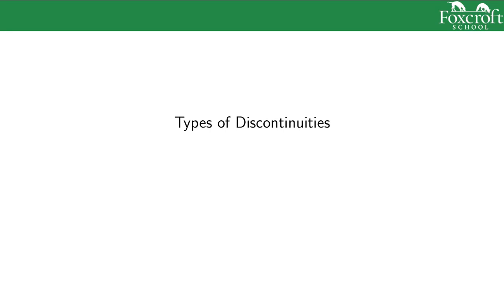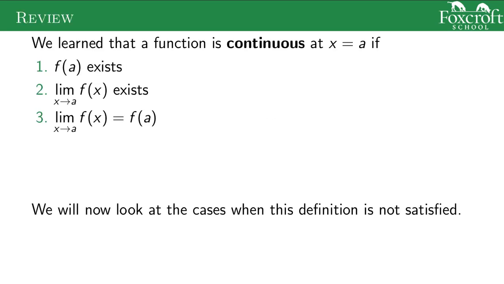In this video, we're looking at types of discontinuities. So, quick refresher, we learned what continuous means. Continuous has three parts to its definition: our function value exists, our limit exists, and those two things are equal to each other. When these rules are not satisfied, we call it discontinuous. We just put a little "dis" in front of continuous.